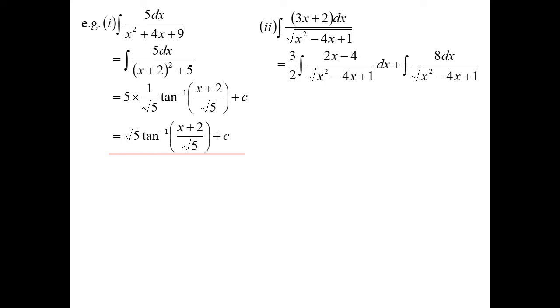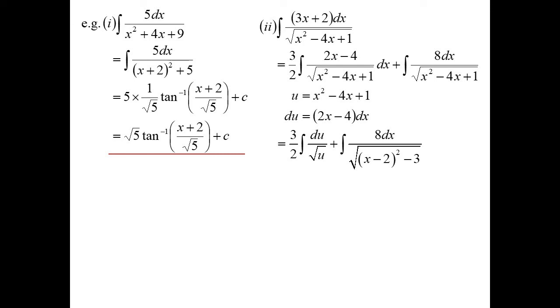So if you don't see it, then all right, I'll do a substitution for the first one. u equals x squared minus 4x plus 1. The derivative is 2x minus 4. Oh, what do you know? That's on the top of the fraction. No coincidence. Of course, we created it that way. So that first one becomes du on root u.